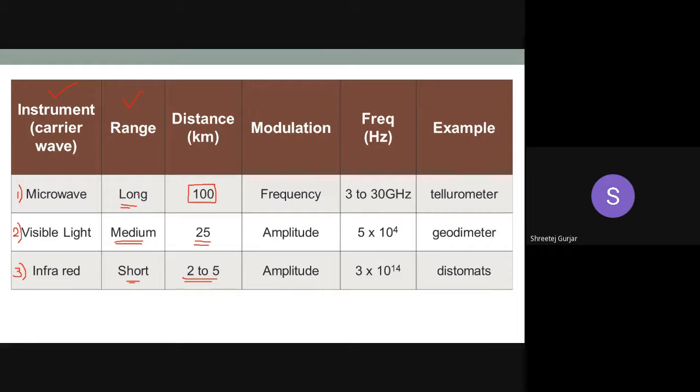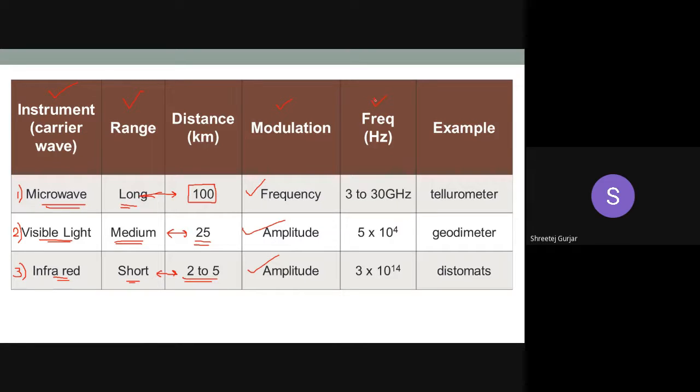This is basically a property of the wavelength. If the wavelength is large, it can cover larger distance. Coming to modulation, as I've told you, we have two types of modulation. Microwave uses frequency modulation. Visible light and infrared instruments use amplitude modulation. So remember these differences.